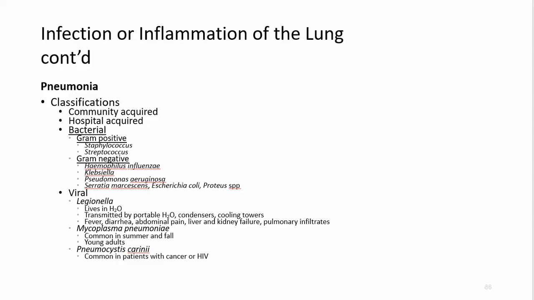So there's gram-positive and gram-negative, so staph and strep, Haemophilus influenzae, E. coli, Proteus, those sorts of things. So it can be any bacteria, really. Viral is a big deal.